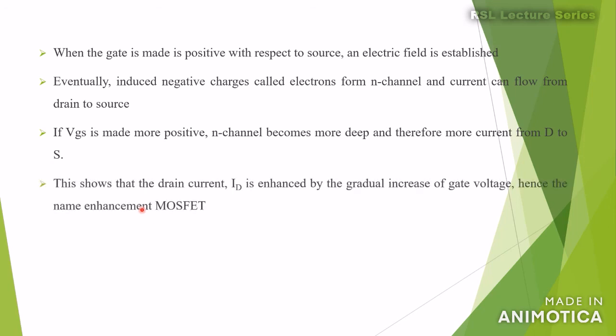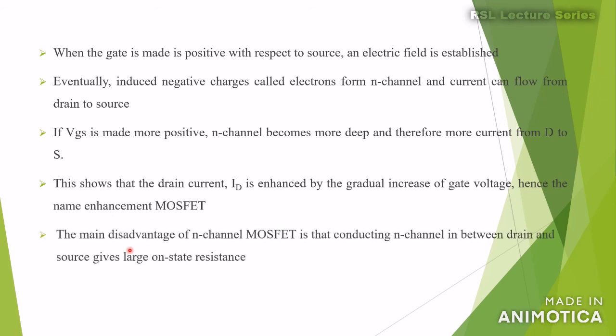This shows that the drain current ID is enhanced by the gradual increase of the gate voltage, and hence it is called an enhancement mode MOSFET. The main disadvantage of this N-channel MOSFET is that the N-channel formed between the drain and the source terminal results in a large on-state resistance. This will lead to conduction losses.